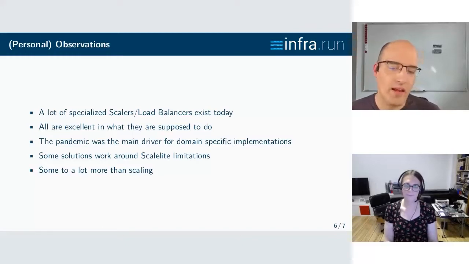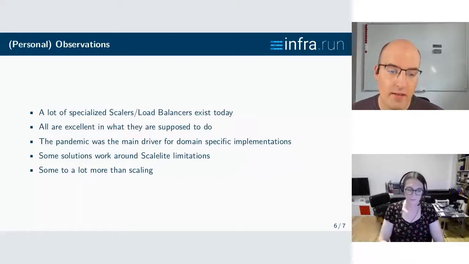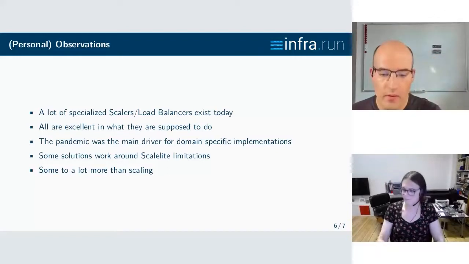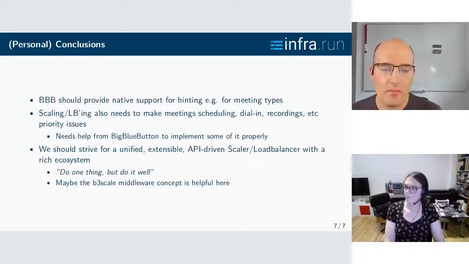Some solutions work around Scalelite implementations. Others just found it more convenient to also be able to control the scaling aspects as they did other parts. And what's also interesting is that some do a lot more than just scaling, be it controlling the backend nodes, scaling them out, whatever. I can provide the link to the BBB API proxy. The slides actually have links in them, but I can also try to find it for you. I just don't have it handy at the moment.